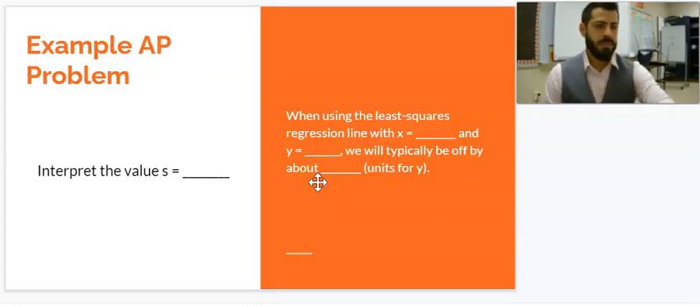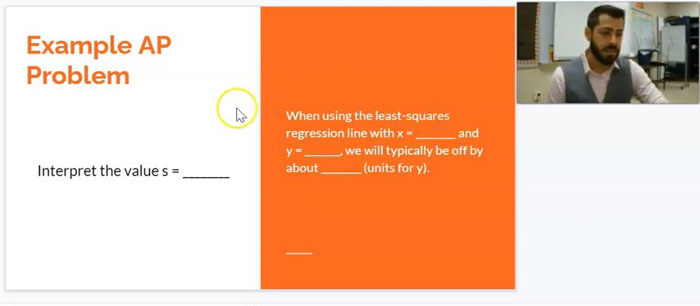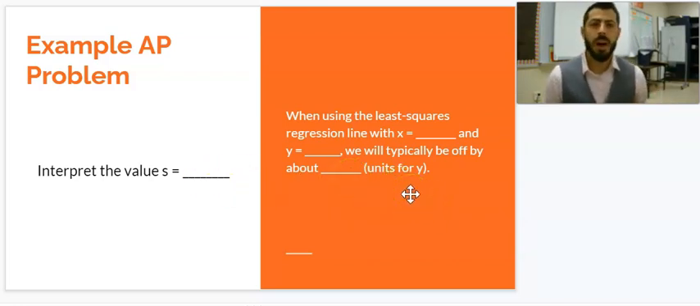Here's why that's important. An example AP problem for this: Interpret the value S equals blank. S in this case represents the standard deviation for the residuals. So the way you would answer that question is, when using the least squared regression line with X equals whatever your X was and Y equals whatever your Y was, we will typically be off by about blank S units. So here you would just put whatever your X is and whatever your Y was. In this blank you would put whatever your standard deviation was, and then of course your units for Y, because it is a calculation based on the residuals, which are a Y value.